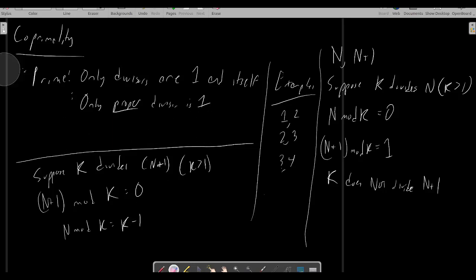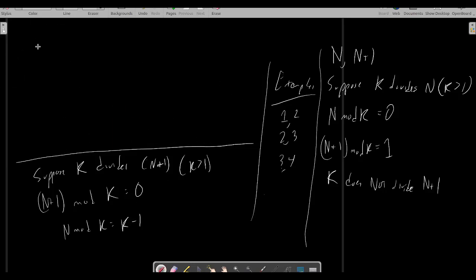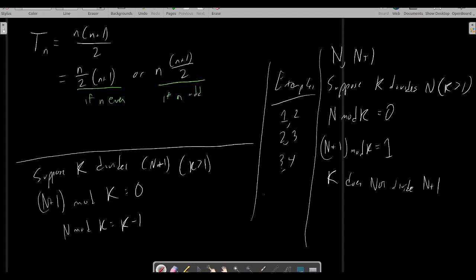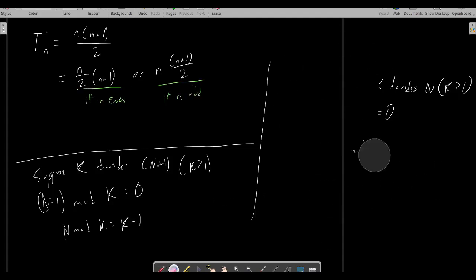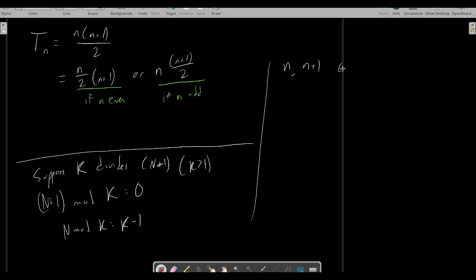With all of this in mind, let's take another look at our formula for the nth triangular number. The nth triangular number can be written as n times n plus 1 over 2. One of n or n plus 1 must be an even number. So if we reorganize this, we can write the nth triangular number as either n over 2 times n plus 1, or n times n plus 1 over 2. In either case, we've written the nth triangular number as a product of two integers. Further, n and n plus 1 are coprime for the reasons we just discussed.